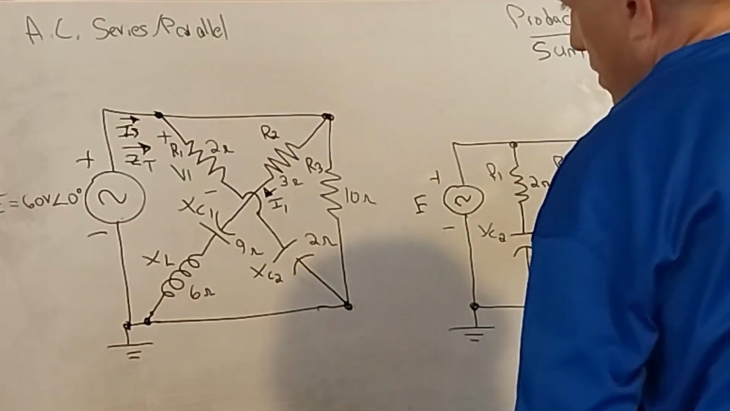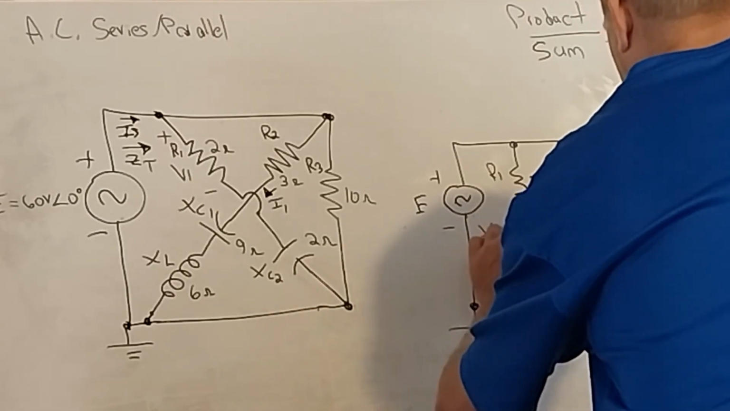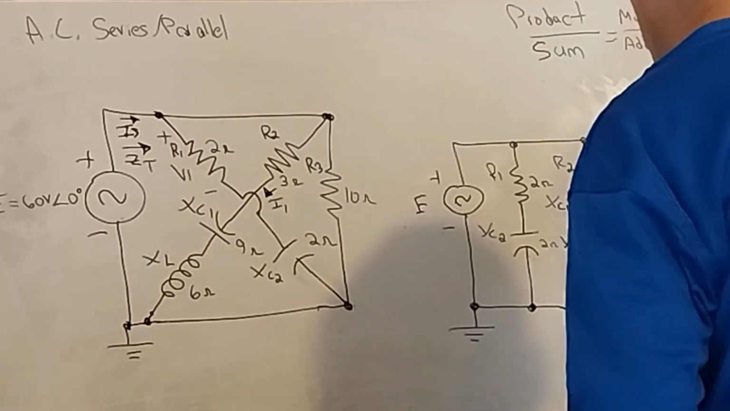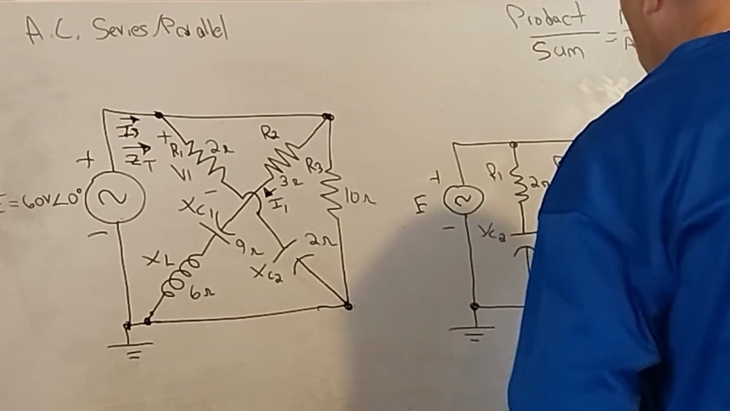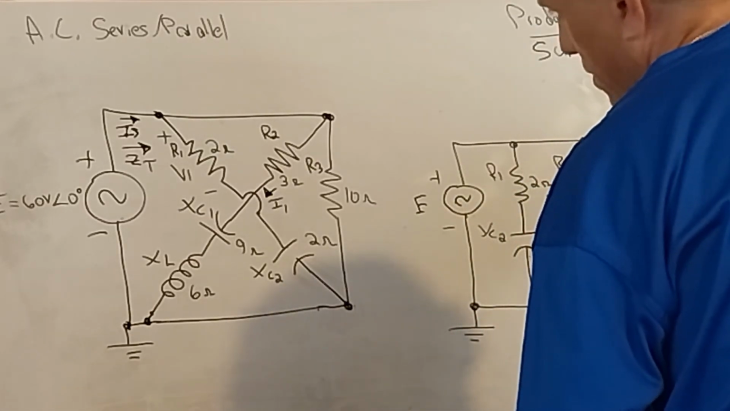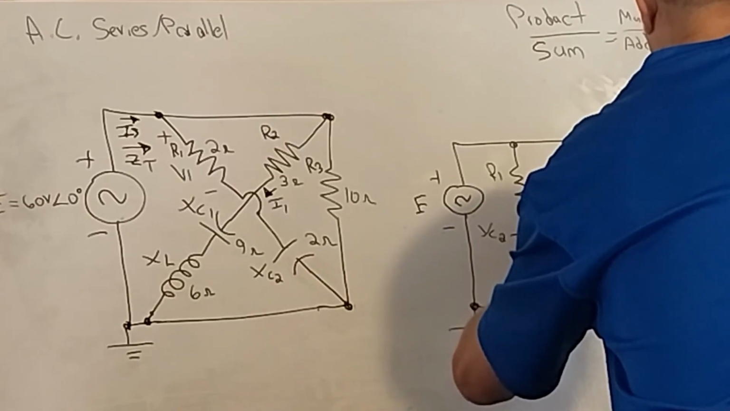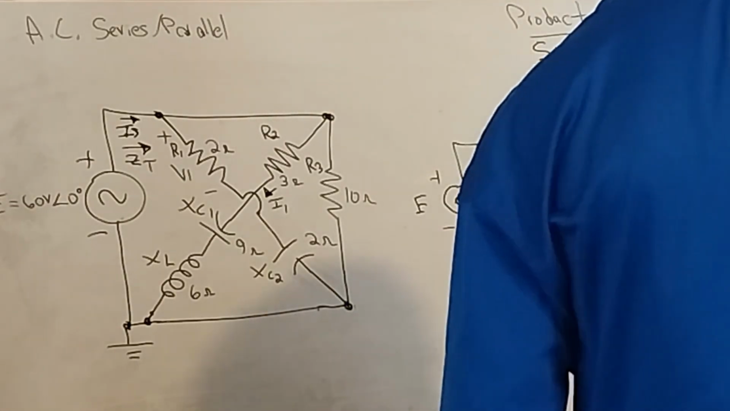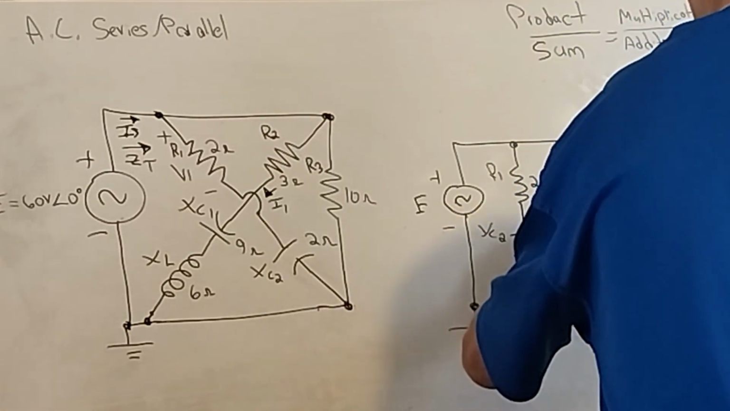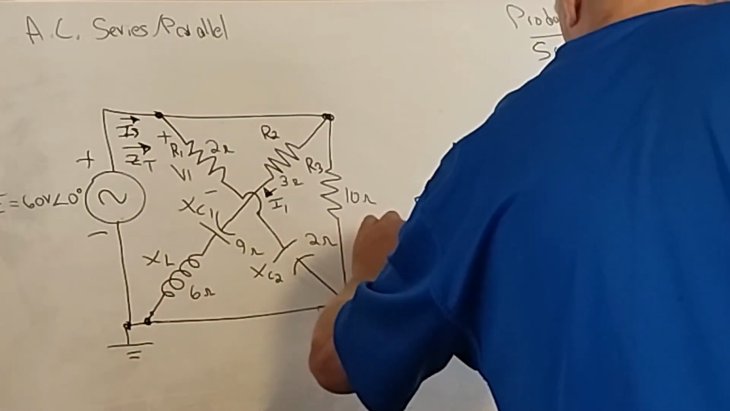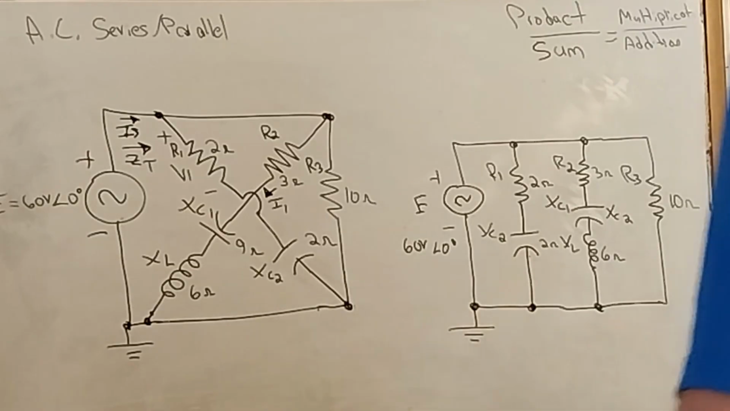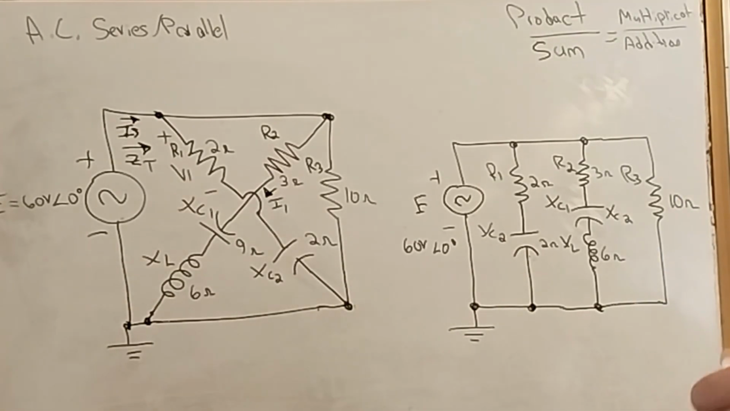2 ohms. X of C2 is 2 ohms. R2 is 3 ohms. X of C2 is 2 ohms. And X of L is 6 ohms. And we got 60 volts. That angle is 0 degrees. So this is how we solve the circuit. You could put these as blocks. I got some room here, I could do that.